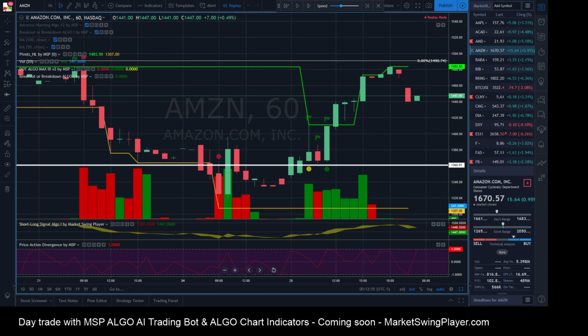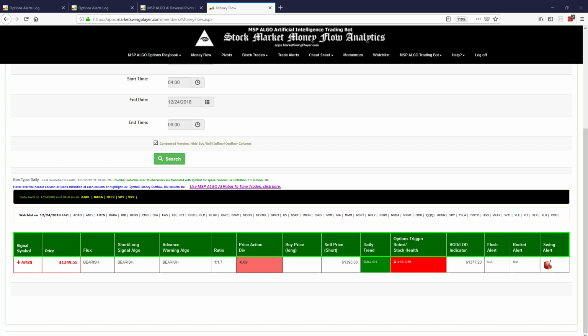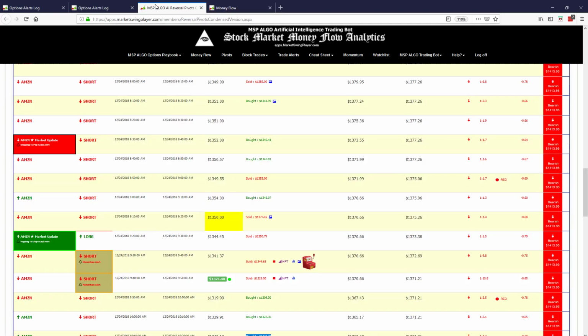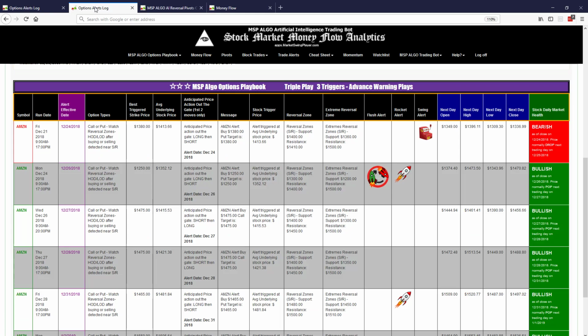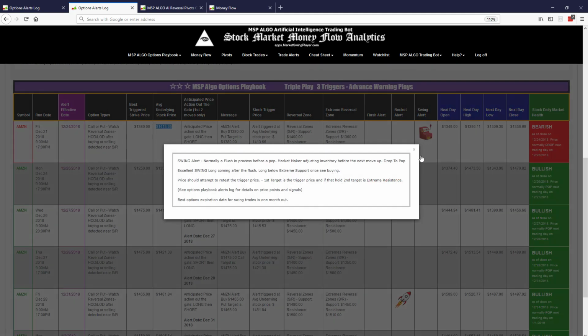Okay, so let's go back to the app and our swing trade, and it says our first target. When we click, it says price is gonna flush long below extreme support. That was 1360. Price should attempt to retest the trigger price. What is the trigger price?